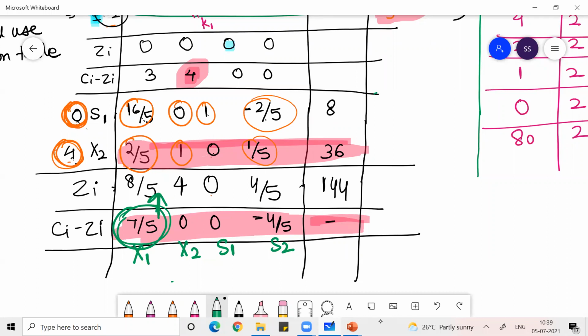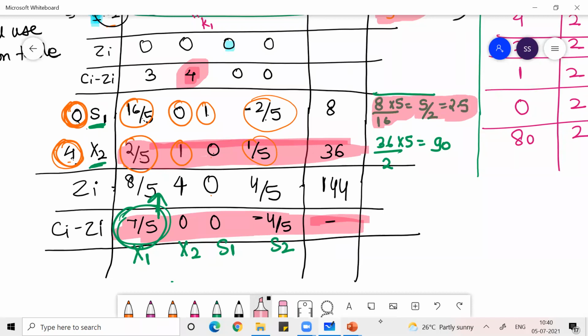Now if x1 will enter into the solution, x1 will either replace s1 or it will replace x2. So which variable will it replace? For that, we'll find the theta. What is theta? Theta would be 8 divided by 16 by 5. So 8 divided by 16 by 5, I'll get 5 by 2 or 2.5. The next one would be 36 divided by 2 by 5, so this would be 90. So find the value which is the minimum. Find the minimum theta value.